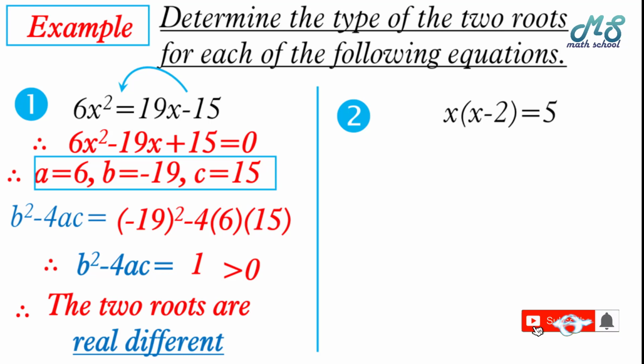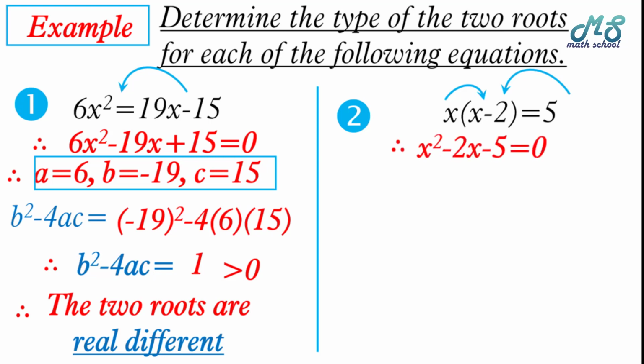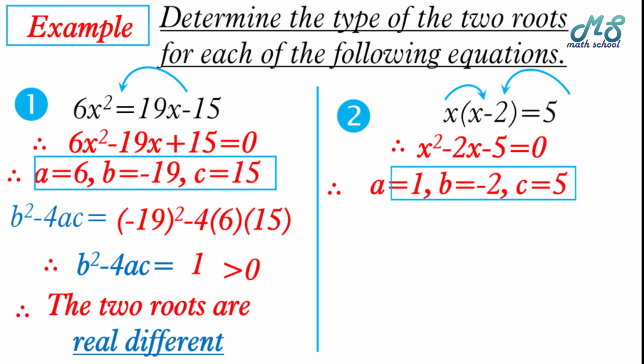The second equation, x times x minus 2 equals 5. We will use the distribution property to simplify. Now x times x equals x squared. X times negative 2, it will be negative 2x. Don't forget, guys, move 5 to the other side to be subtracted. We get the equation in the simplest form, x squared minus 2x minus 5 equals 0. Now we can find a, b, and c. A equals 1, b equals negative 2, and c equals negative 5.